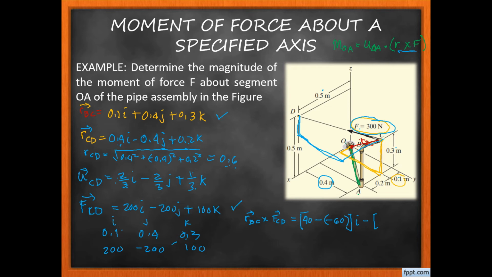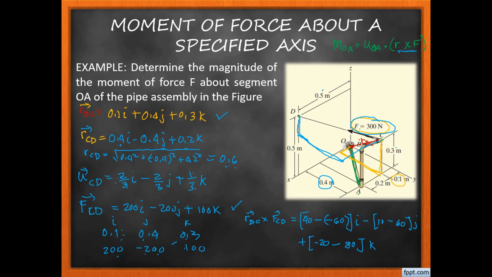So pag tinakpan natin yung j natin, meron tayong 0.1 times 100, so that is 10, minus yung ating 0.3 times 200, that is 60. Yan. So meron tayong j, and then plus yung sa k natin. Pag tinakpan natin yung k natin, meron tayong 0.1 times 200, so that is negative 20, kasi meron siyang negative sign, and then minus 0.4 times 200, that is equals to 80. Yan. So meron tayong k.